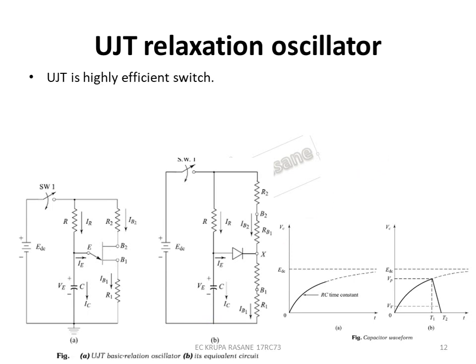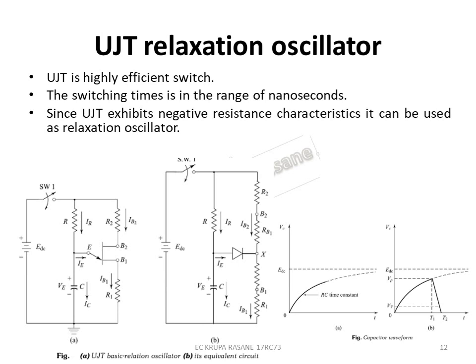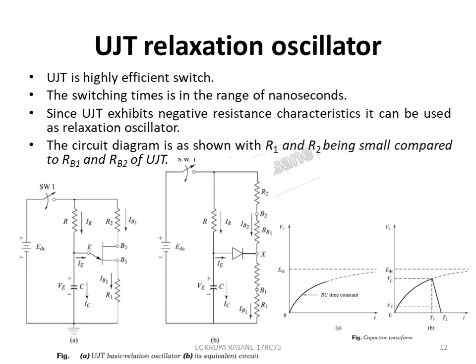So the UJT, we know, is a highly efficient switch. The switching time is in the range of nanoseconds, which means it can quickly turn on and quickly turn off. Since the UJT exhibits negative resistance characteristics, it can be used as a relaxation oscillator. It is because of that middle region in the characteristics, the negative resistance region, that we can use the UJT as a relaxation oscillator.